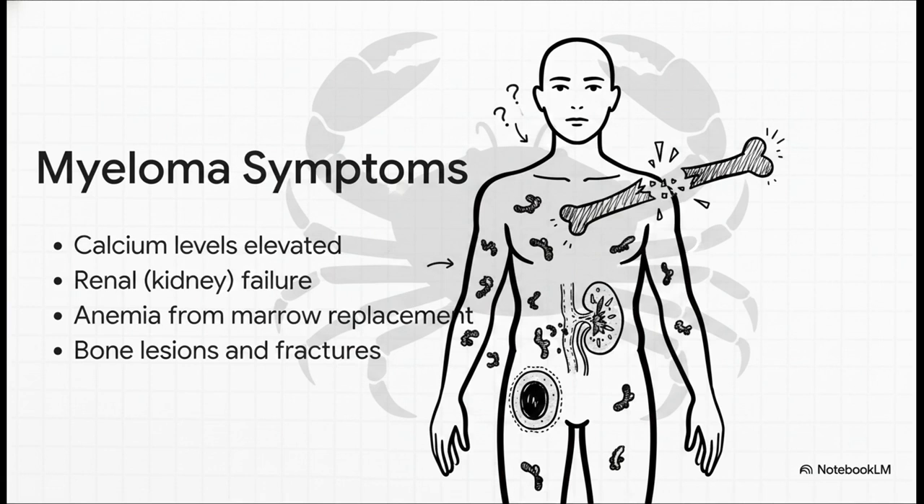The C stands for elevated calcium, which happens as bones are quite literally destroyed. The R is for renal or kidney failure, because damaging proteins get deposited there. The A stands for anemia, since the bone marrow gets completely hijacked. And the B is for severe bone lesions and fractures. It perfectly and tragically highlights how a single cellular error can cascade and crash the entire system.